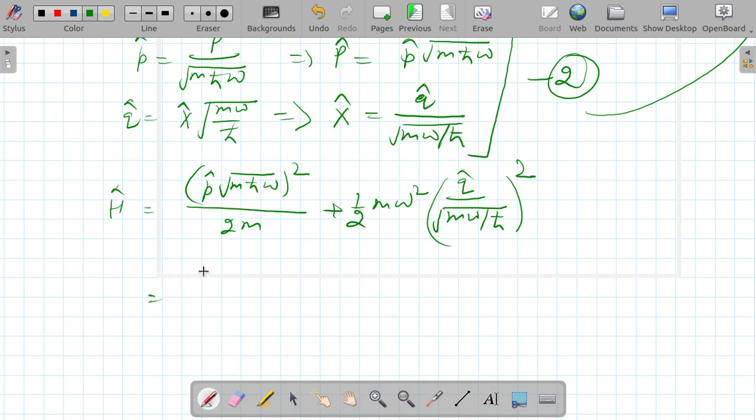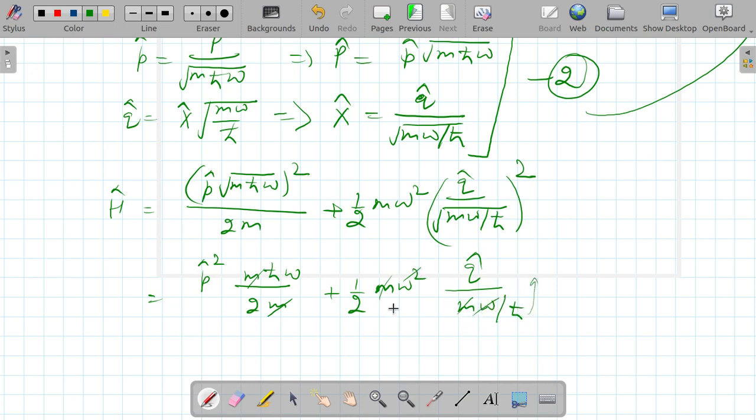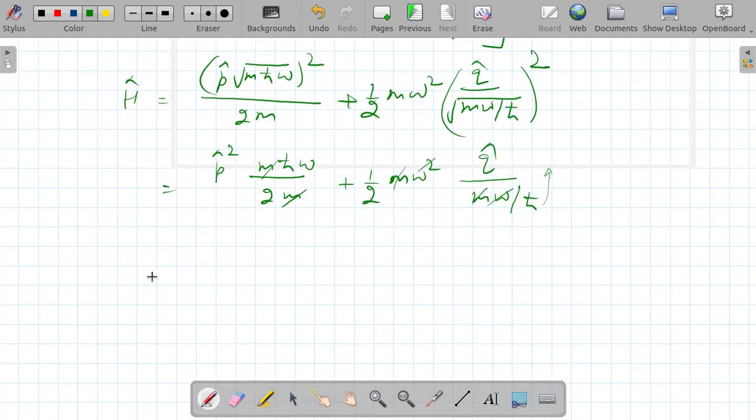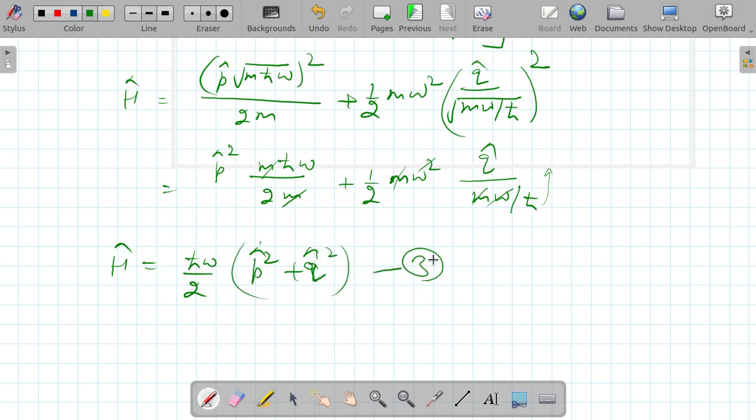So let me simplify it. It is P square m h cross omega over 2m. This m will cancel out. Plus 1 by 2 m omega square times Q over m omega over h cross. So this m will cancel out, and one omega will cancel out with this omega, and it will go to the numerator. So the Hamiltonian will become h cross omega over 2 times P square plus Q square, right? Let me call it equation number 3.